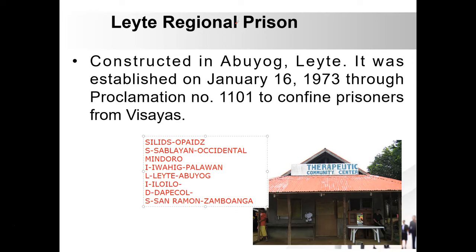Saan matatagpuan si Iloilo? Okay, yung Iloilo natin, Iloilo Farm, of course, sa Iloilo City. Okay, Iloilo rin, of course. Okay, how about yung sa Dapicol? Okay, how about Dapicol class? Of course, sa Davao. Okay, so yan, Davao. Davao City.